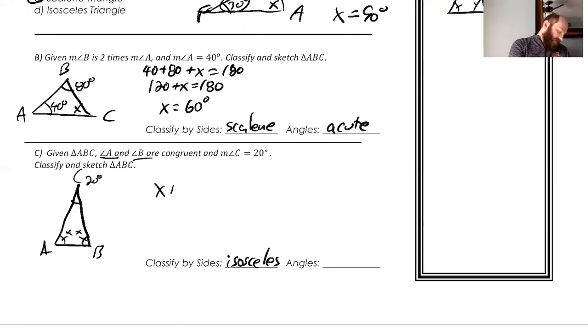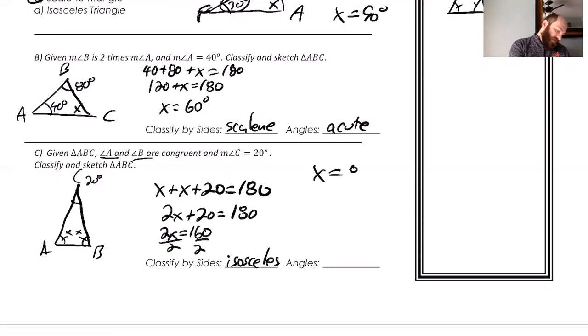So I can do X plus X plus 20 equals 180. That's 2X plus 20 equals 180. Subtract the 20 degrees over, so I get 2X is equal to 160. And then divide by 2, and X is equal to 80. So these are both 80 degrees here. Meaning I have an acute isosceles triangle again. So I have an acute isosceles here.